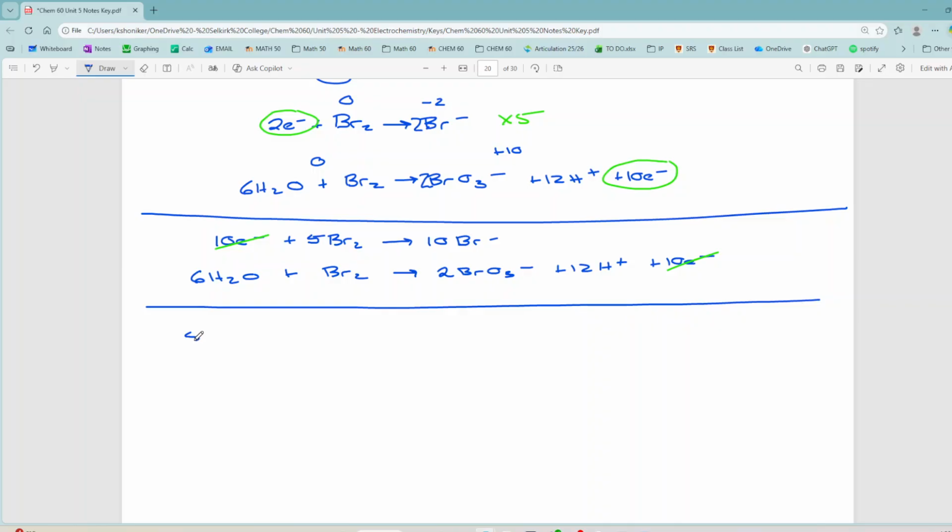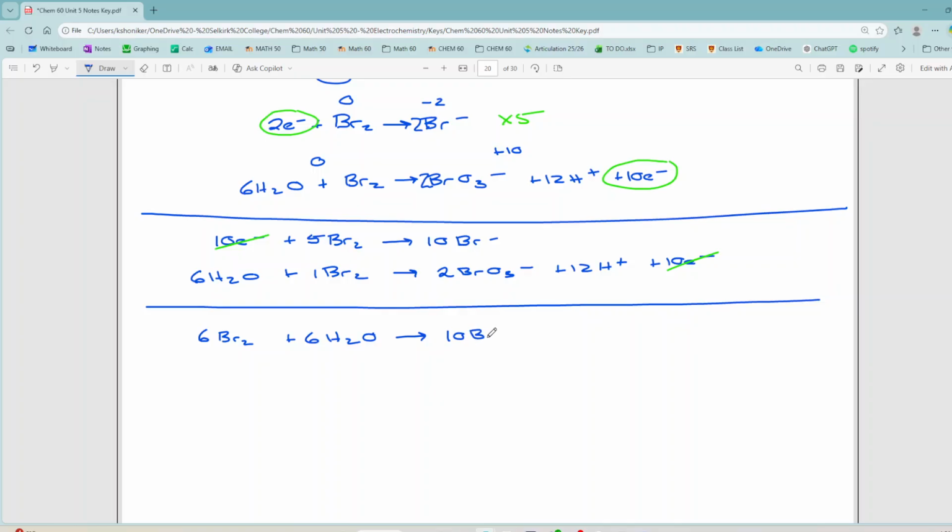So I'm going to rewrite this as 5 Br2. Ooh, actually, no, I'm not. I'm going to write this as 6 Br2, right? I have 5 and 1, and 6 waters is going to form 10 Br minus plus 2 BrO3 minus plus 12 hydrogens. Okay. Then I'm going to balance this in a basic situation. Now, if anybody notices that these all divide by 2, I do have to do it. I'm just going to do it at the end to keep it simple.